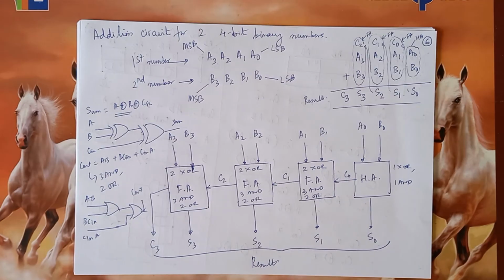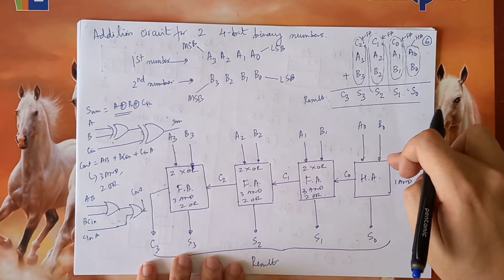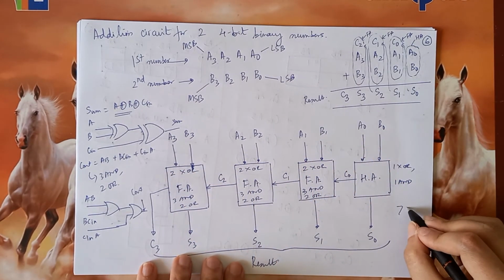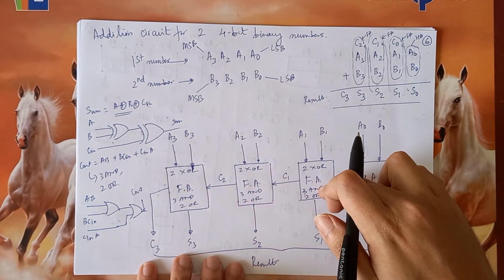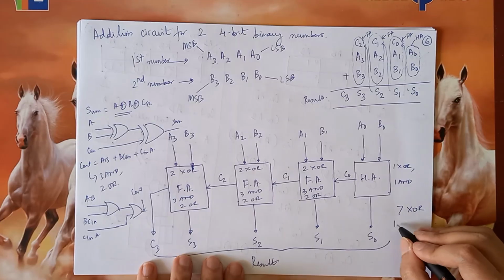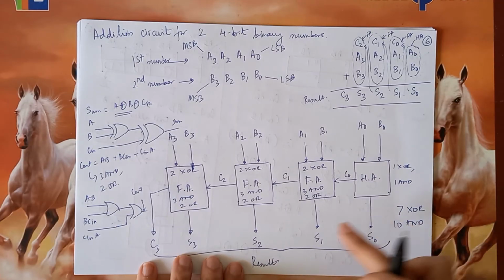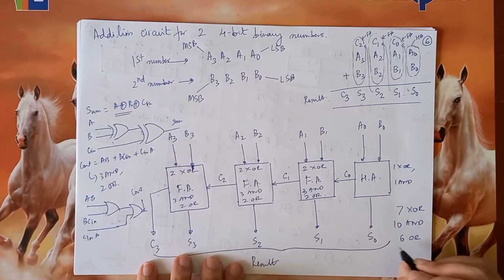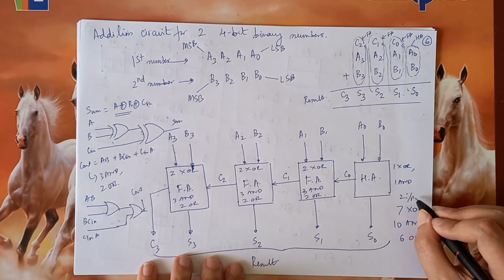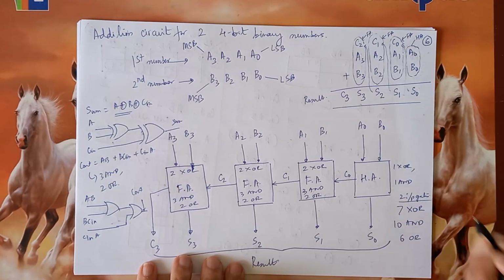So how many total gates do we need? 2 plus 2 plus 2 plus 1. So totally we need 7 XOR gates, 9 plus 1, 10 AND gates, and 2 plus 2 plus 2, 6 OR gates, all of which are 2 input. So we need a total of 17 plus 6, 23 gates.